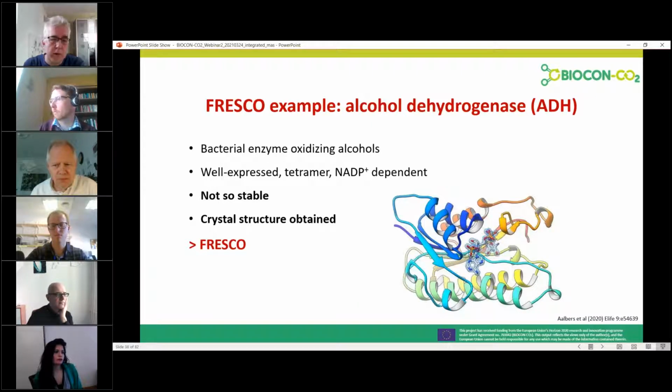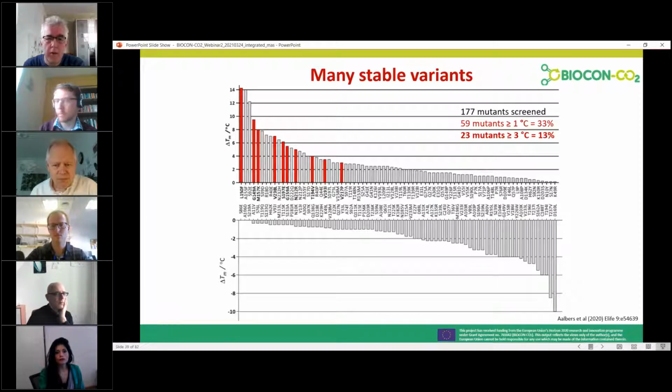We were lucky enough to get crystals and obtain a crystal structure, and with that we could do the FRESCO approach. On the next slide, you see the results we obtained from the FRESCO library that we made. We made 177 single mutants, which can nowadays be done in a single multi-well plate, and we screened those mutants for stability and activity. Half of the mutants were indeed more thermostable, the upper half, and we selected a number of mutants there that were also active to combine.